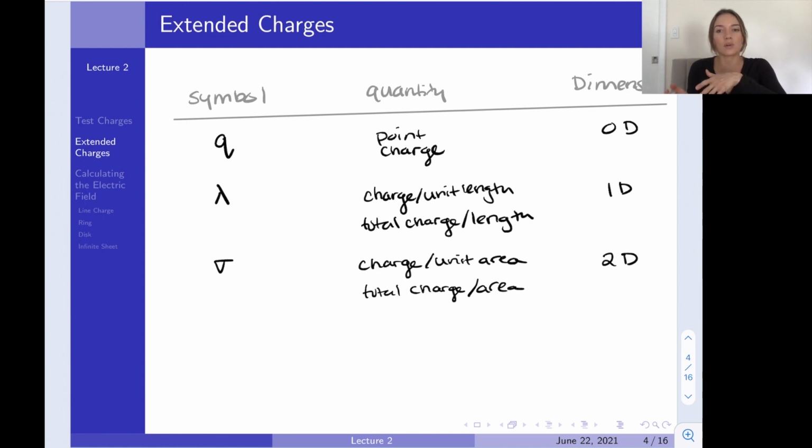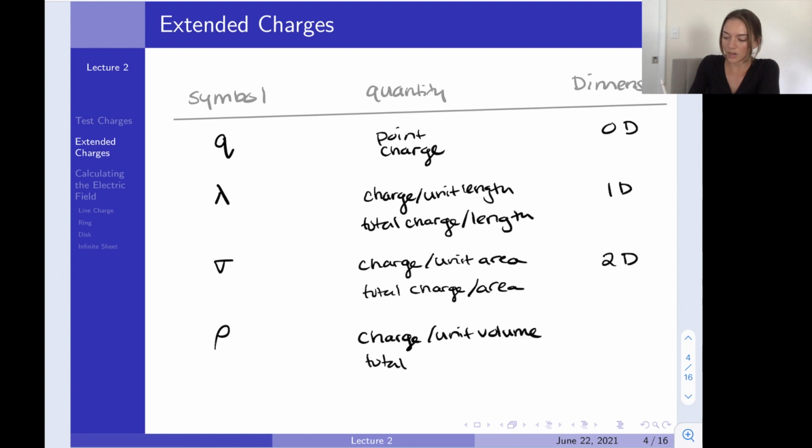And then lastly, we'll have rho. So rho refers to a three-dimensional extended charge. It is the charge per unit volume, or the total charge divided by the total volume of whatever we're looking at. So we'll be doing charged spheres probably tomorrow, if not definitely Thursday. We'll be doing charged spheres, and we'll be using rho to denote the density of charge in that sphere. So you take the total charge of the sphere, divide it by the total volume, you get the charge density. And this is three-dimensional since it's a volume, a charge per unit volume.